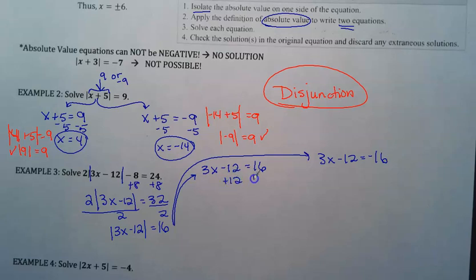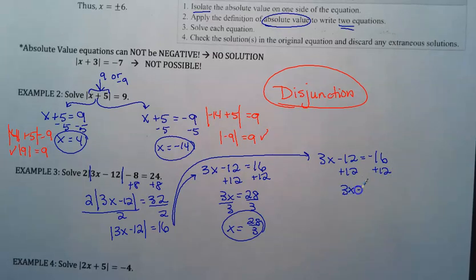So let's add 12. So 3x equals 16 plus 12 is 28. We're going to divide by 3. X equals 28 thirds. It doesn't go nicely, unfortunately. Okay, on our other one, same steps, right? We add 12. We get 3x equals negative 16 plus 12 is negative 4. Divide by 3. X equals negative 4 thirds.